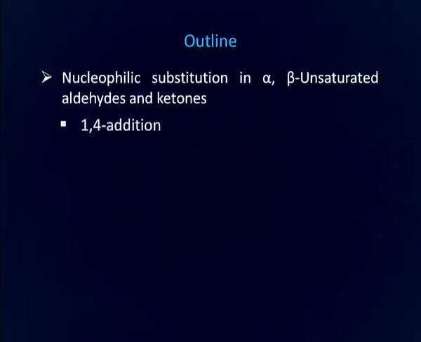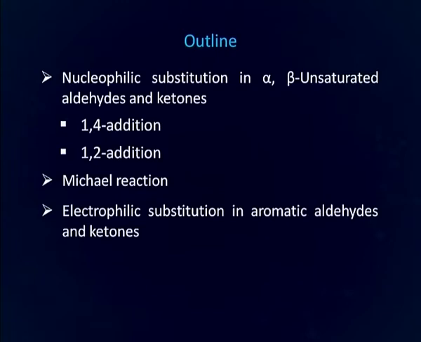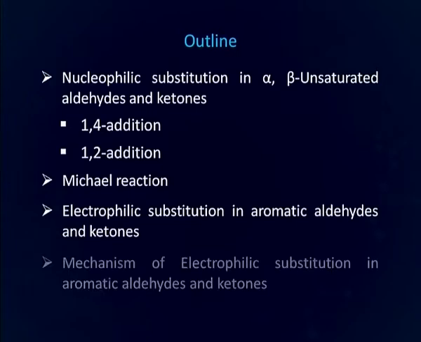These alpha beta unsaturated aldehydes and ketones undergo two types of addition reaction, one at the 1,4 position and the other at 1,2 addition reaction. We will then discuss the Michael reaction and then we will discuss electrophilic substitution reaction in aromatic aldehydes and ketones. Then lastly, we will discuss the mechanism of electrophilic aromatic substitution in aromatic aldehydes and ketones.